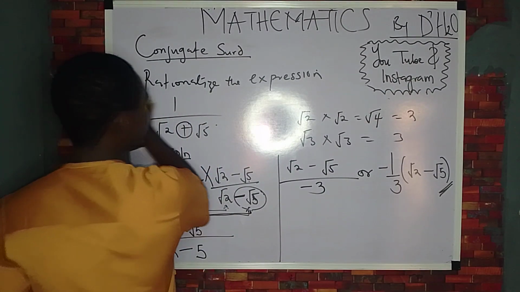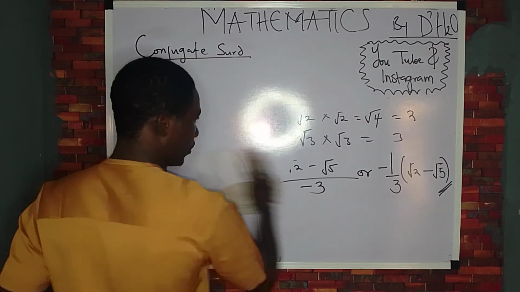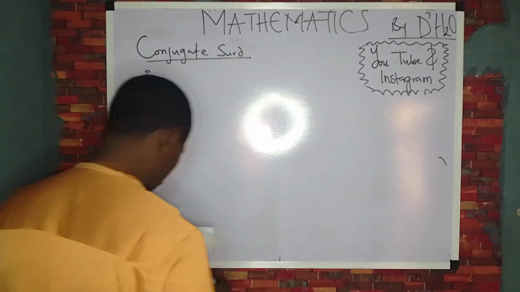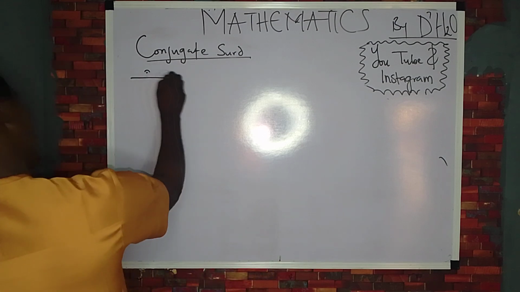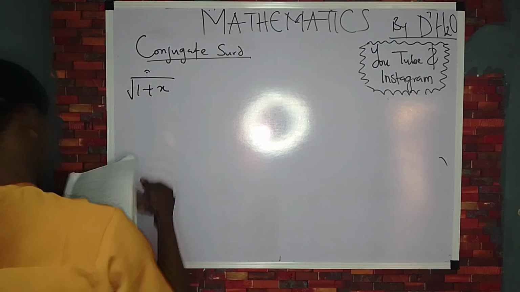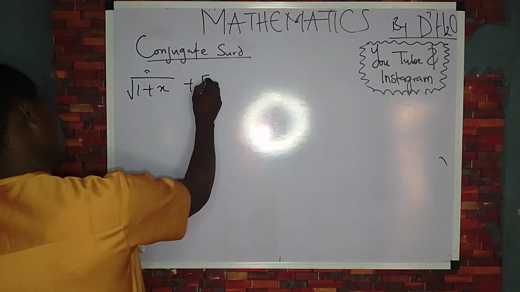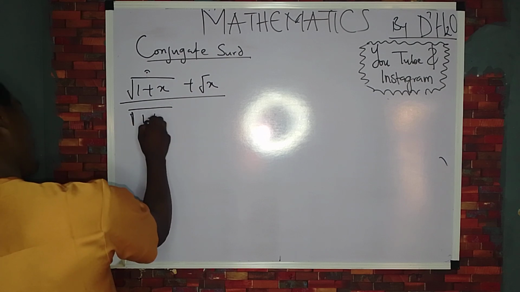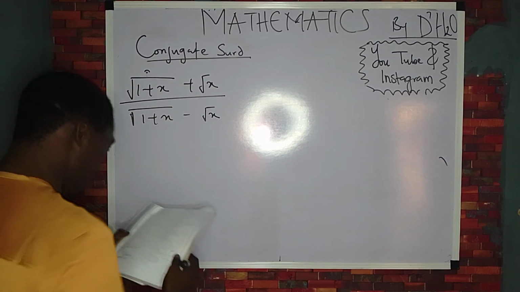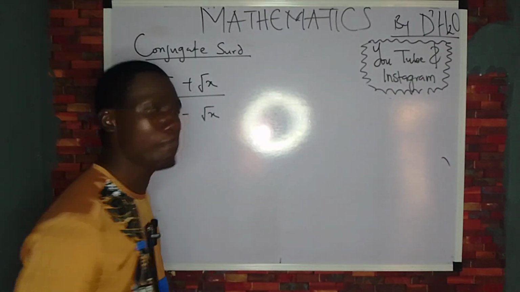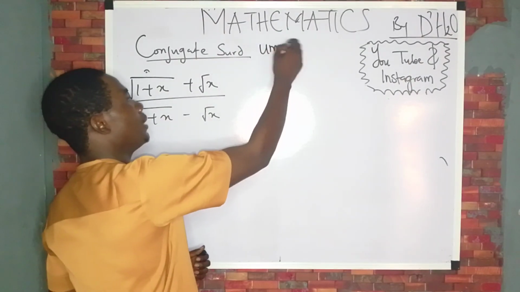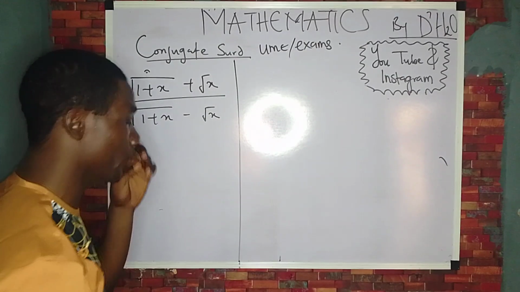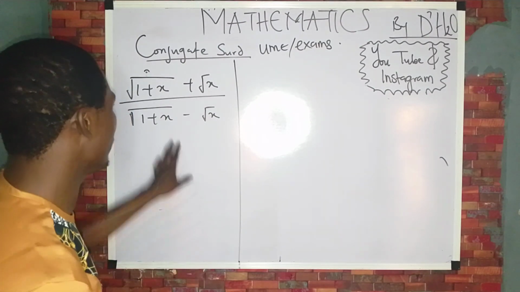So we are going to do this: the square root of 1 plus x plus root x, all over the square root of 1 plus x minus root x. This is a very tricky question that has appeared many times in your UME exams. May I announce to you that this question is very cheap.